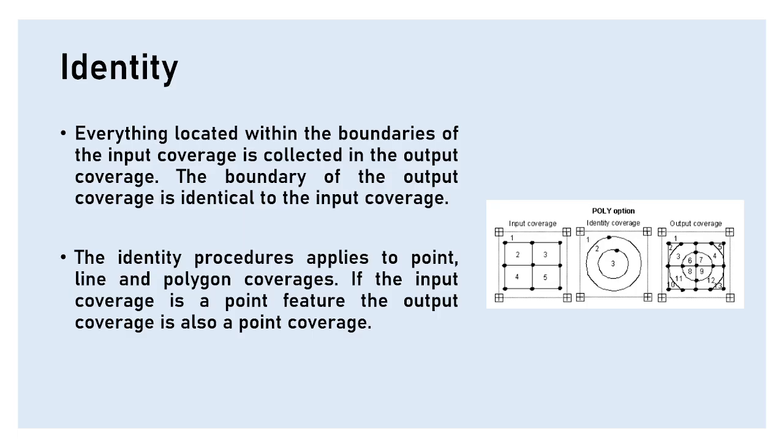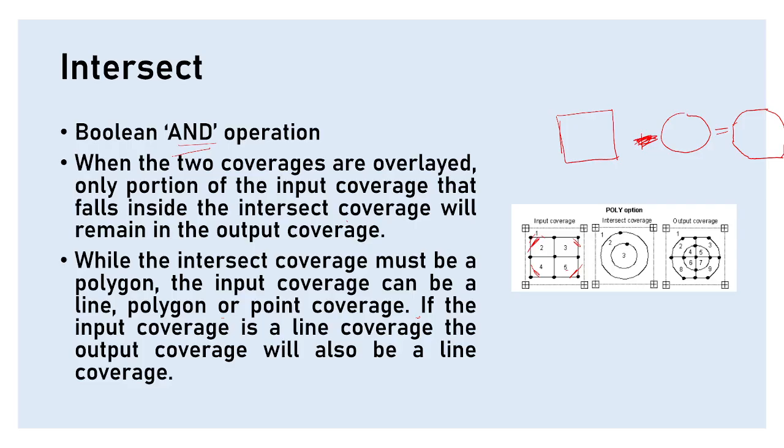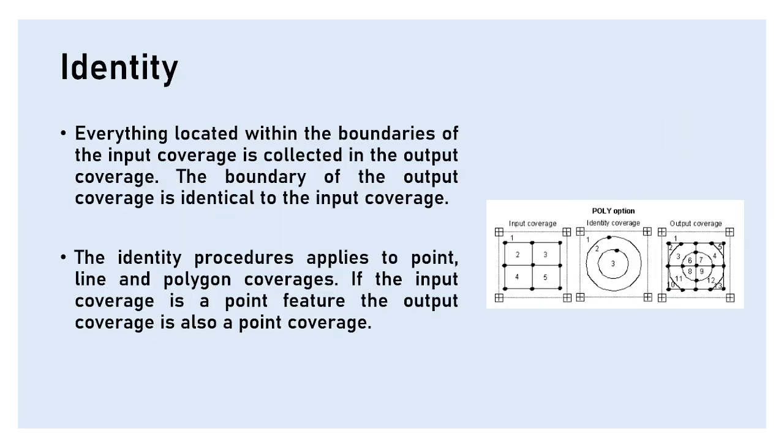Here you can see, the boundary is not the same. It's sort of a mix, right? Because it's an intersection. So the circle parameter is also there, the square parameter is also there. But here you can see this boundary is in the form of a square, in which you have incorporated the identity coverage. So the identity procedure applies to point, line, and polygon. If the input coverage is a point feature, output coverage will also be a point coverage. Okay.